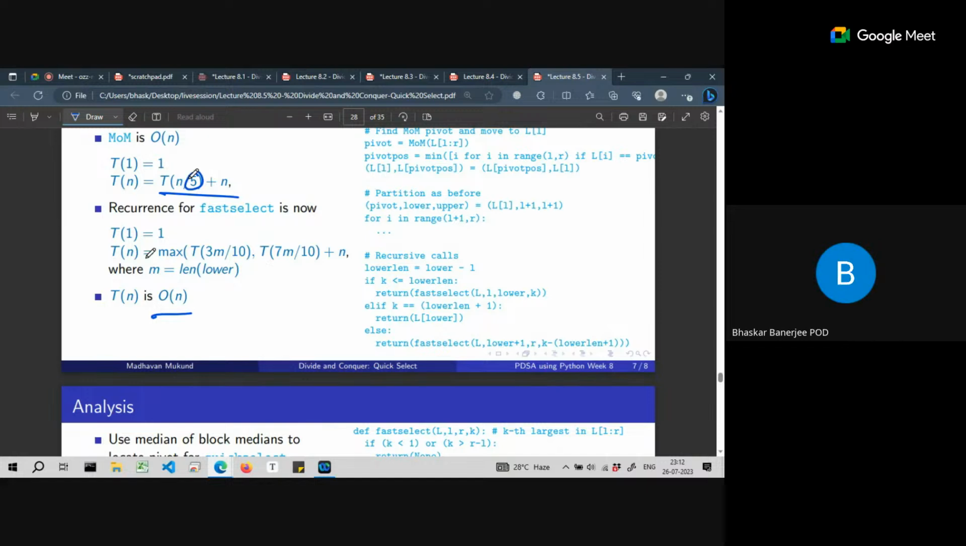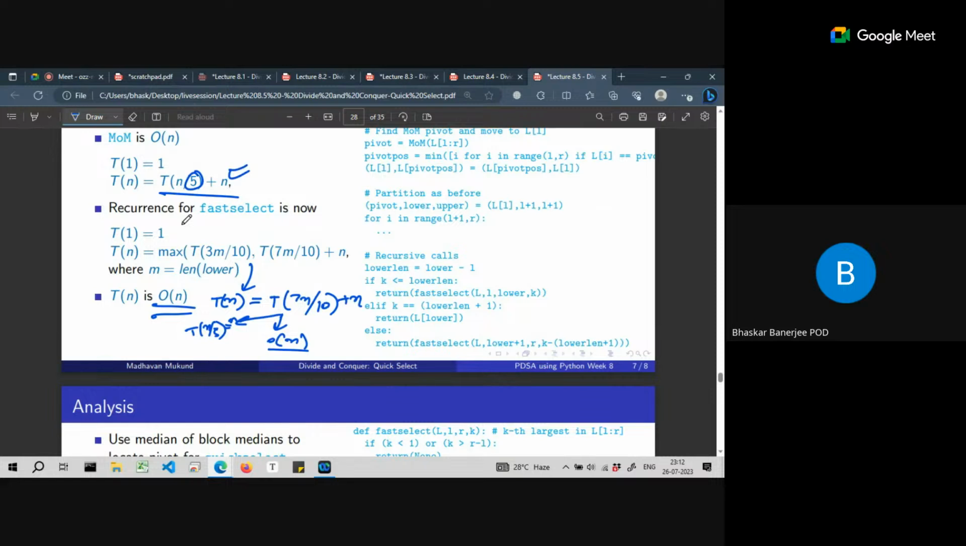Correct. But how will you solve it afterwards? That's what I'm saying. How this order n is coming. So this term will become T of n only. Okay. Now the solution for this is order n. Order n. Right. So this is similar to the solution of T of n by 5 plus order n. Yes. Median of median. The one that I solved.